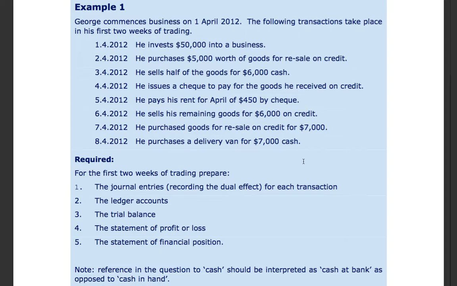Now, George commences a business. It's required to prepare journal entries. What will be the debit and credit? And then you want to take the journal entries and put them into ledger accounts. And then from the ledger, you make a trial balance. From the trial balance, you make a P&L. You just prepare a P&L and balance sheet and statement of financial position, you know. Can we do that?